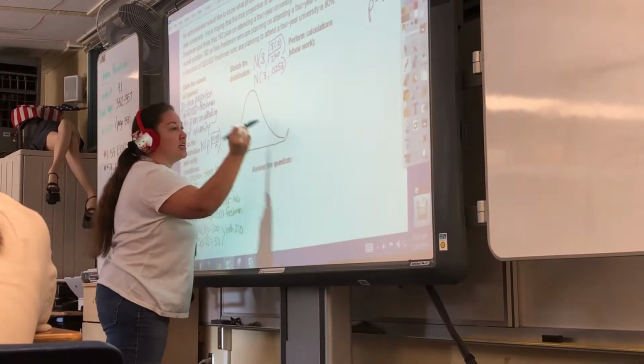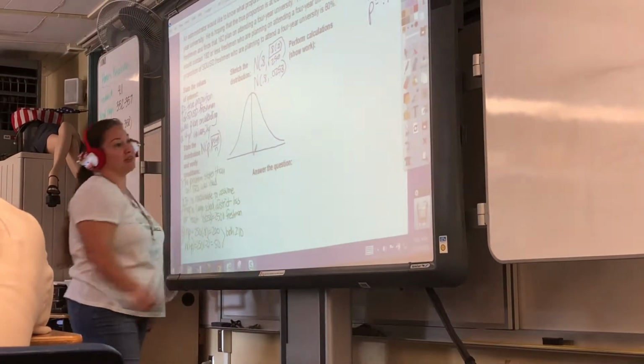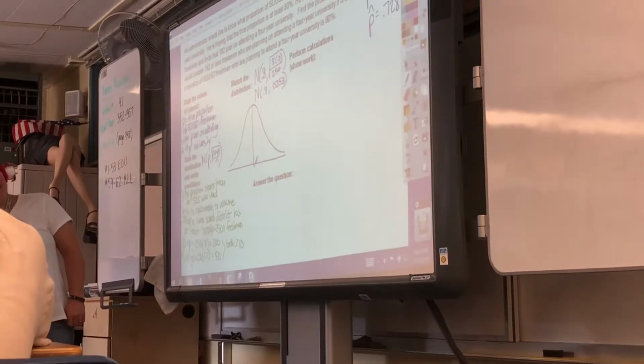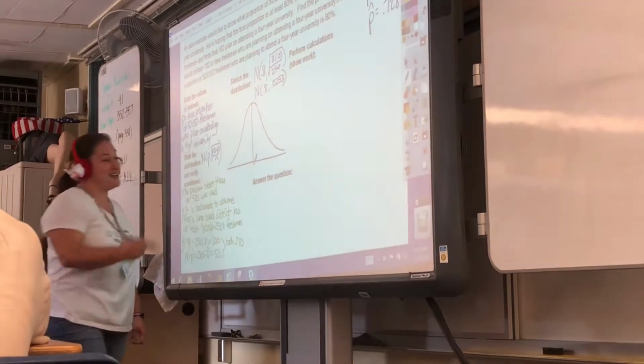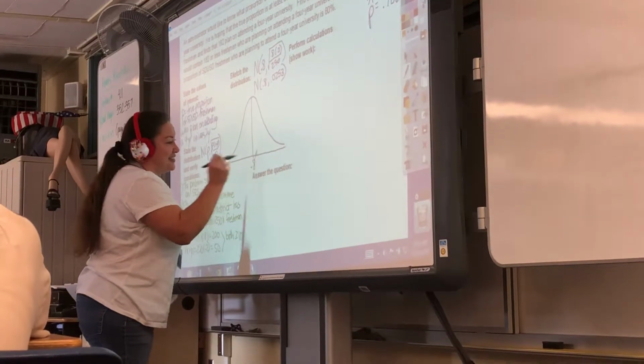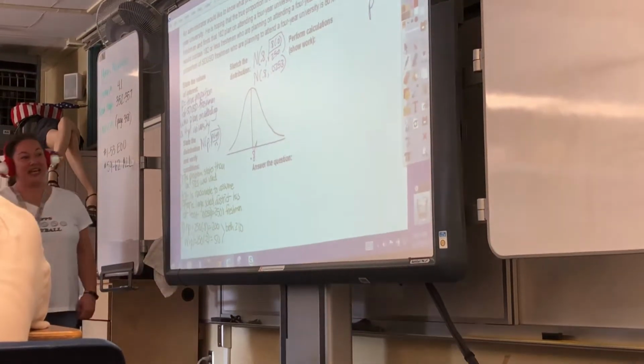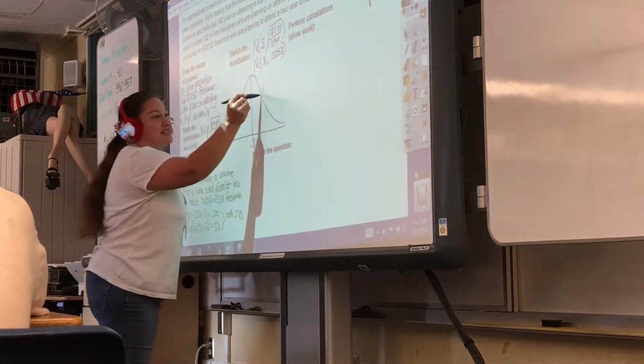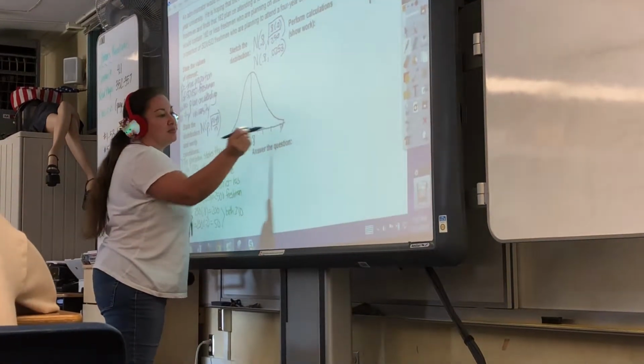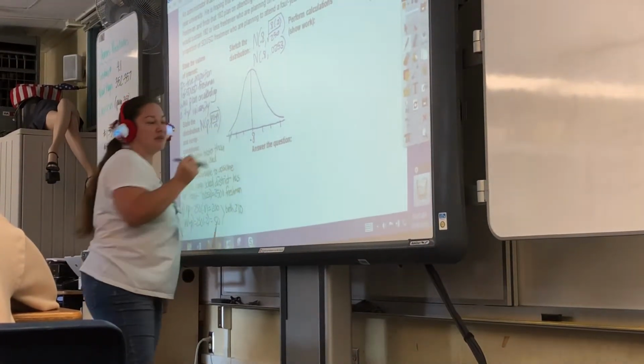Single peaked, bell-shaped, centered. That's actually a pretty darn good one. Wow. All right, we're going to label the mean at 0.8. We're going to find an approximate standard deviation and mark those off here.